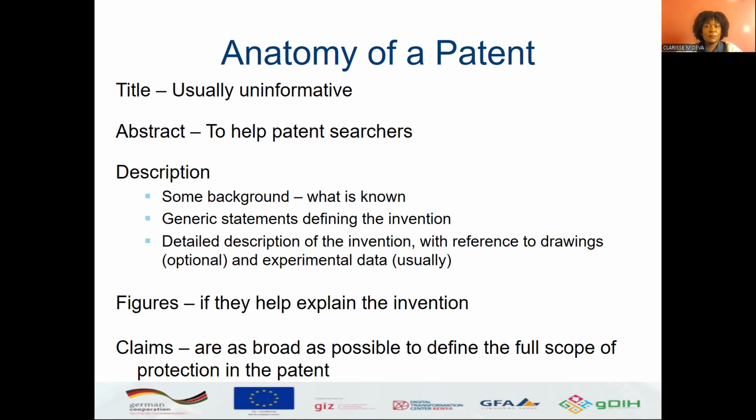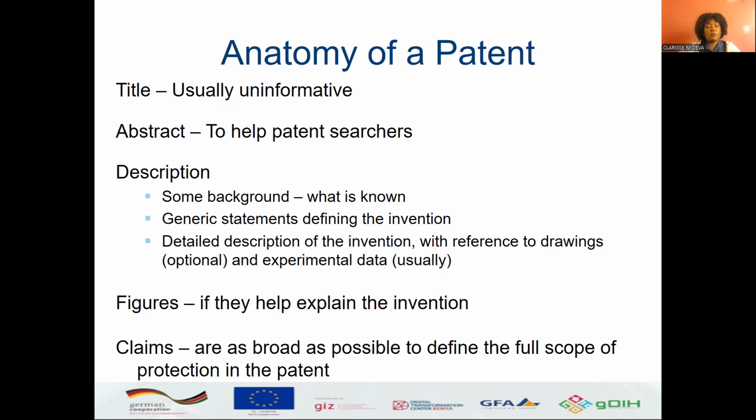So generally, you have to be guided, and it has to be informative, and it has to be very clear. If it is a product, you say it's a product, and if it is a process, you say it's a process. If it is a product and process, probably use a system for that matter. And then an abstract, which is usually about 150 words. It is very critical, and a patent document must have an abstract.